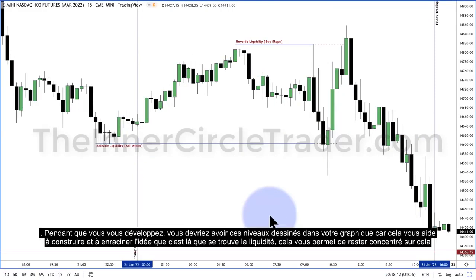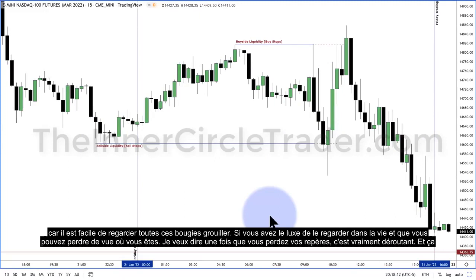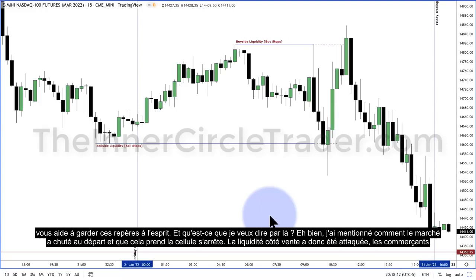Okay. While you're developing, you should have these levels drawn out on your chart because it helps you build and ingrain the idea that this is where liquidity is. It keeps you focused on that, because it's easy to look at all these candles forming if you have the luxury of watching live, and you can lose sight of where you are. I mean, once you lose your bearings, it's really confusing. And this helps you keep those bearings in mind.